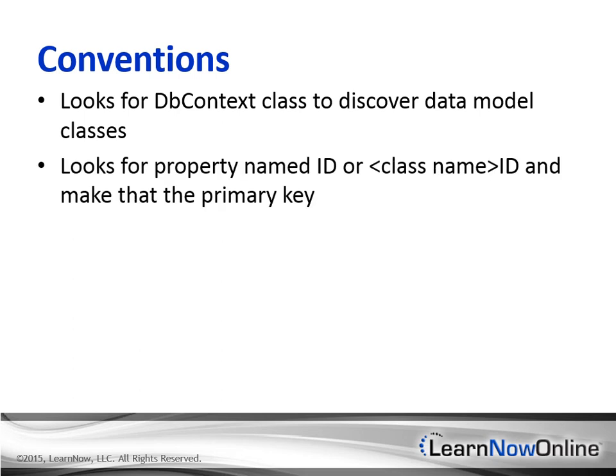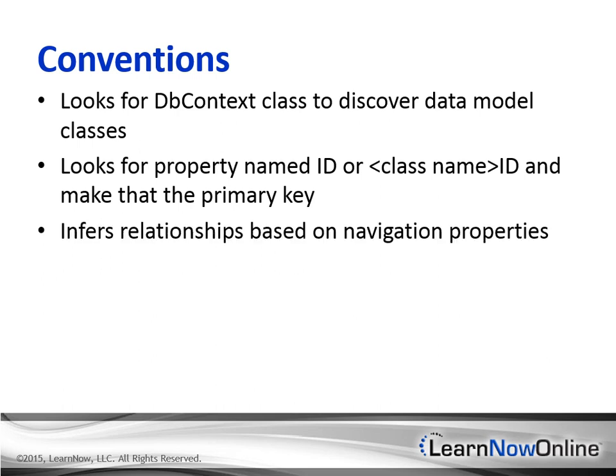Another convention is that Entity Framework will look for a property named either ID or class name ID, and the match is case insensitive, and will make that the primary key for the database table. Every table has to have a primary key, and Code First maps these properties to identity fields in the database. Another convention is that Entity Framework infers relationships between tables based on the navigation properties that you define in the data model classes. And in fact, it will create a many-to-many table if that's appropriate.